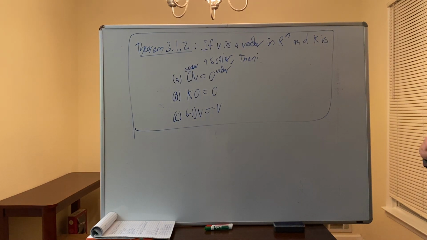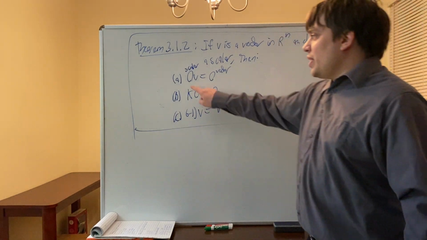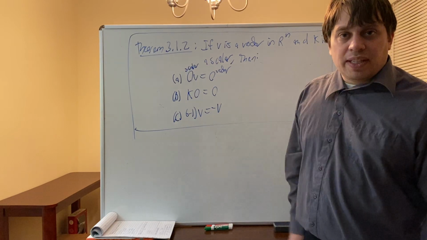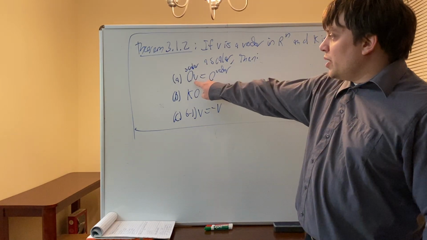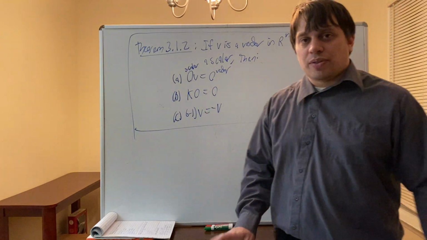Okay, and so in the context, what's happening here is, if you take the number 0 and you multiply it by v, then you're multiplying each component of v by 0. And that means you get a vector whose components are all 0.